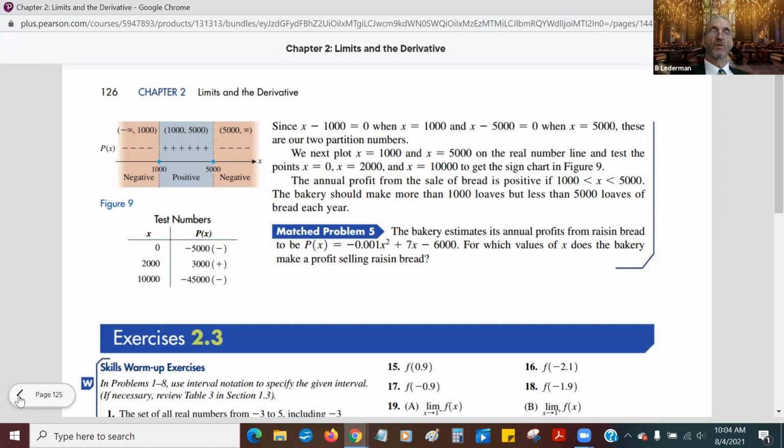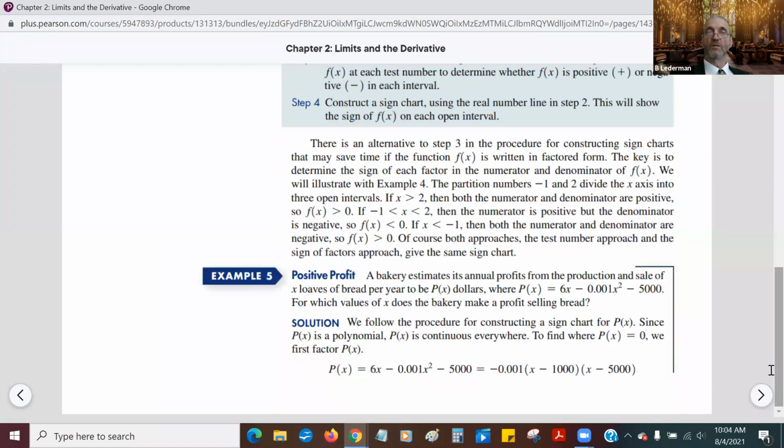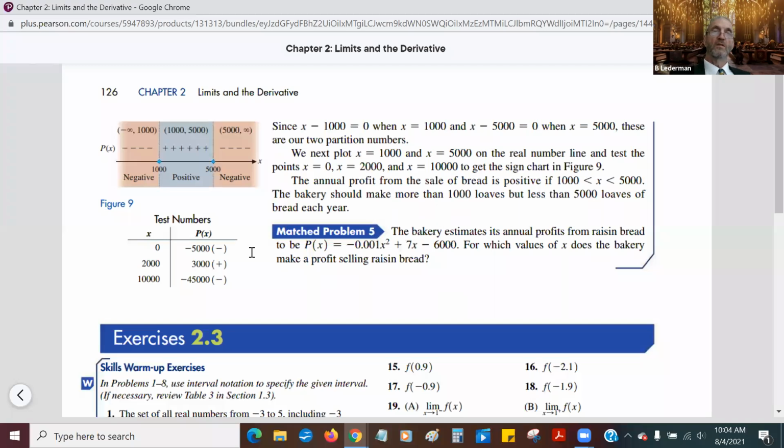And that's really interesting, by the way. Personally, I just find the business end of it interesting. x is how many loaves of bread you make. So you see, if you make too many loaves, or too few loaves, you're going to lose money. But if you make just the right amount of loaves, between 1,000 and 5,000, you're going to make money.